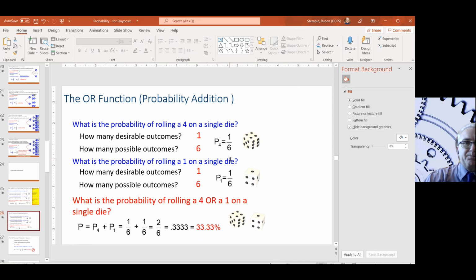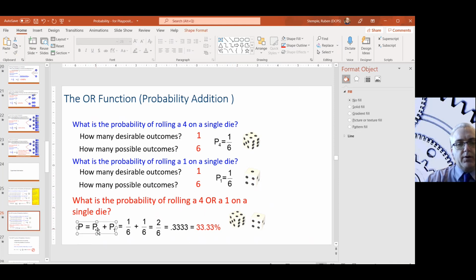Okay, the OR function. The OR function is an addition function, right? So what's the probability that I roll either a 4 or a 1 on one single roll, right? So the probability of me rolling a 4 is 1 out of 6. The probability of me rolling a 1 is 1 out of 6. So I'm going to add those two things together now, because that's the OR function. So probability of 4 is 1 over 6. Probability of 1 is 1 over 6. So I can add those two things together.